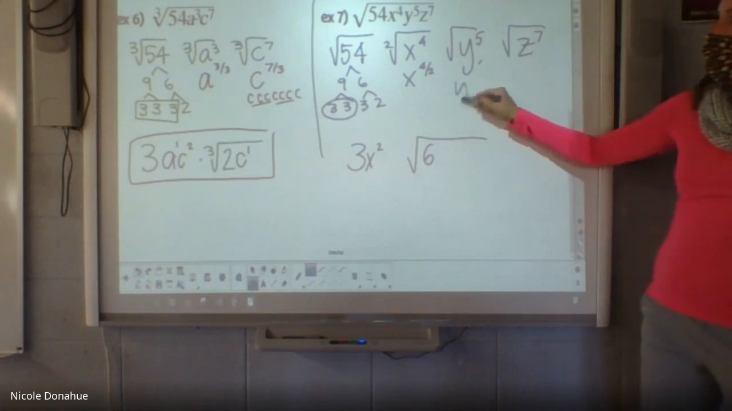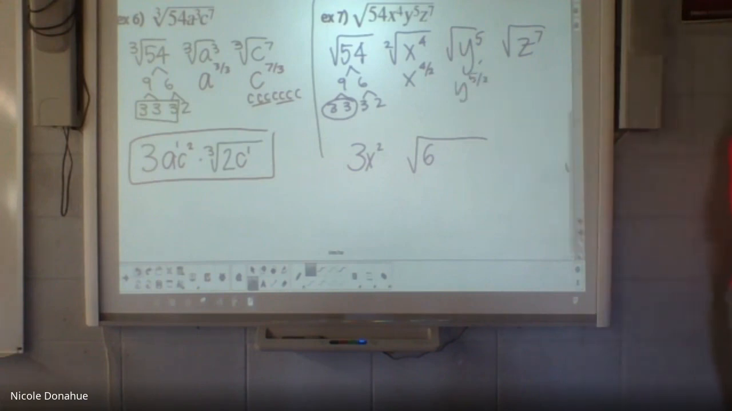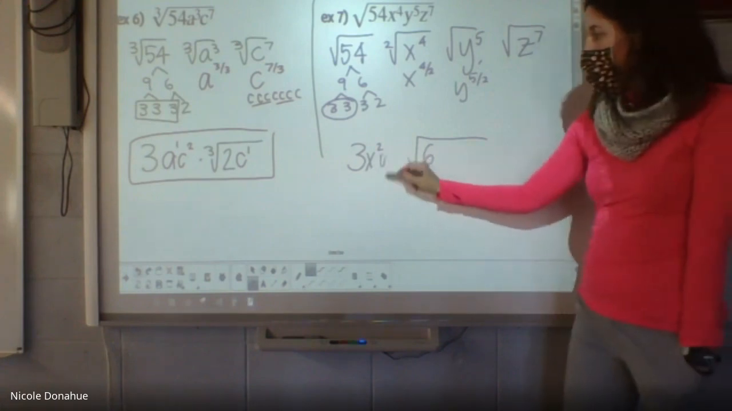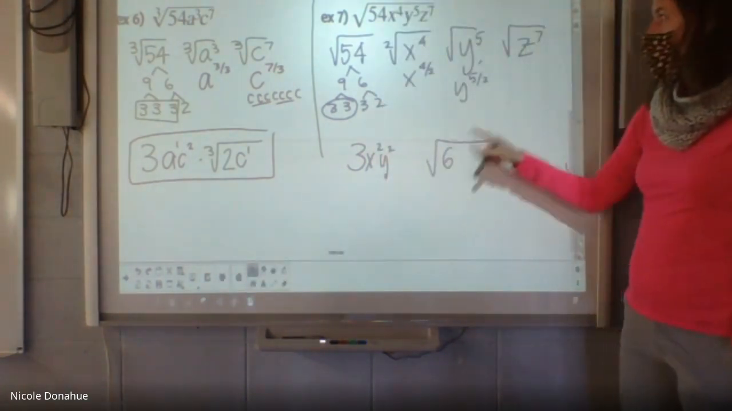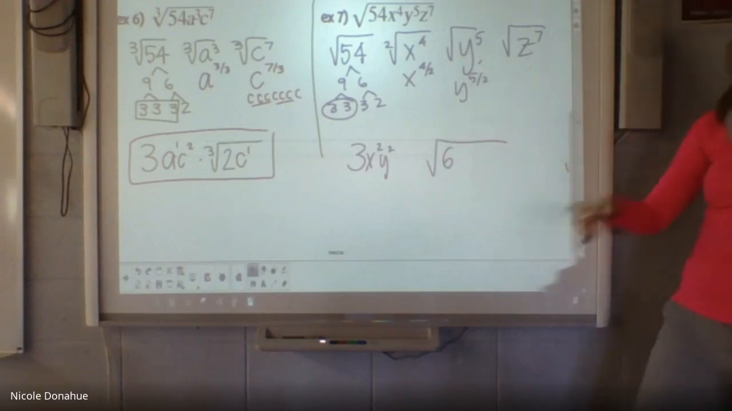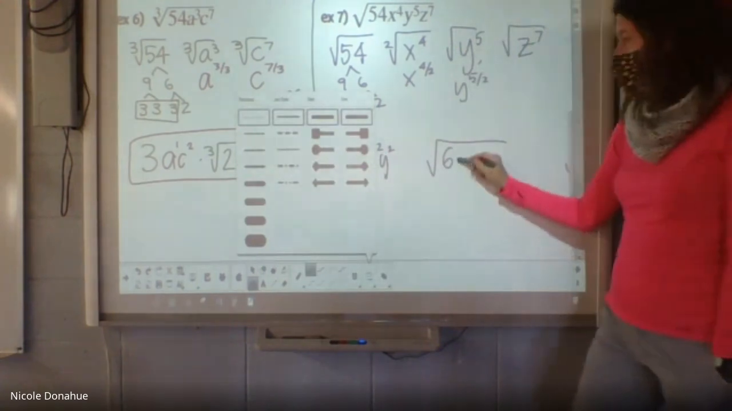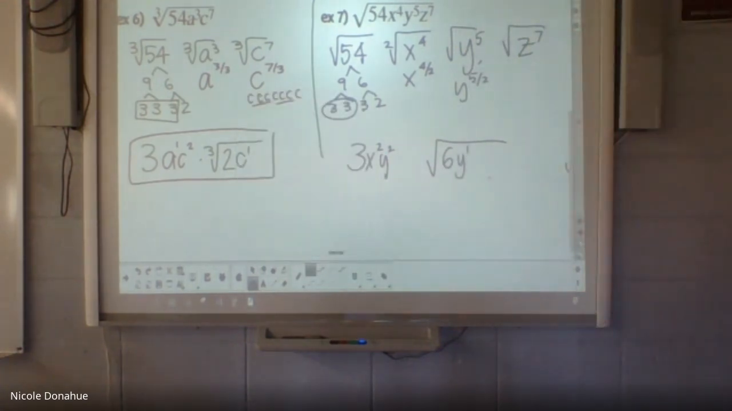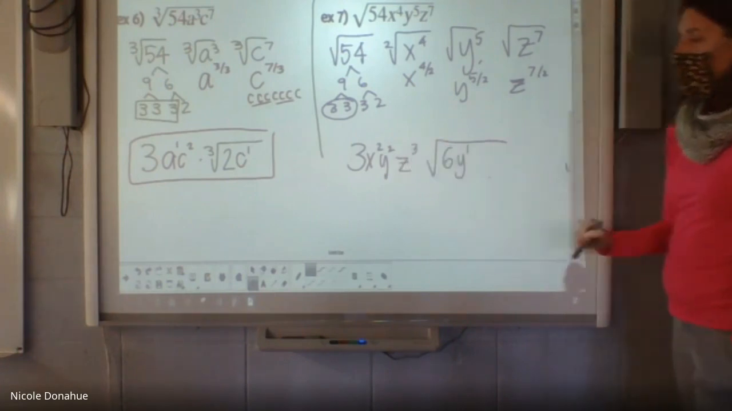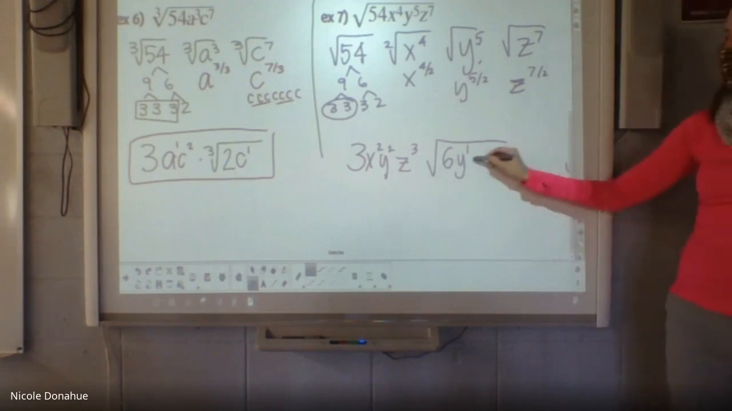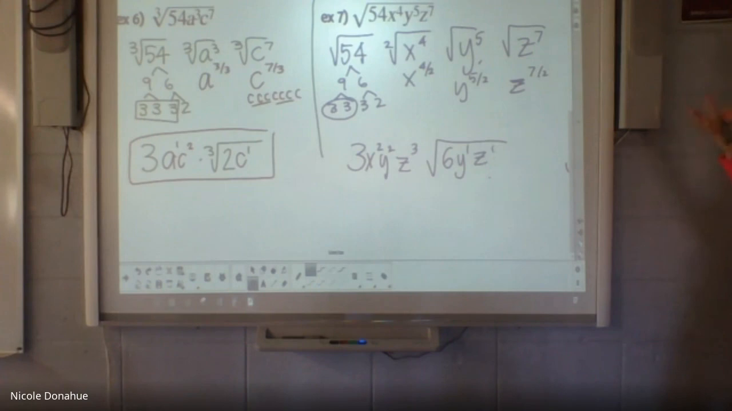This will be y to the 5 over 2. How many times does 2 go into 5? Twice. And what remains? 1. So 2 goes into 5 twice. That gives us 4. So we're left with 1 inside. So y to the first. And then z, 7 over 2. 2 goes into 7 3 times. With how many left? Just 1. You don't need those first powers, but you can write them if it's helpful.